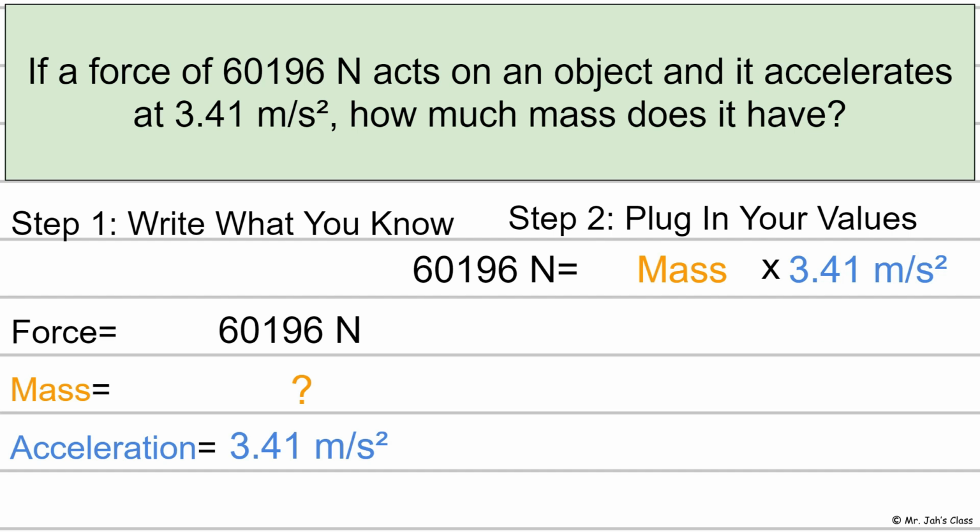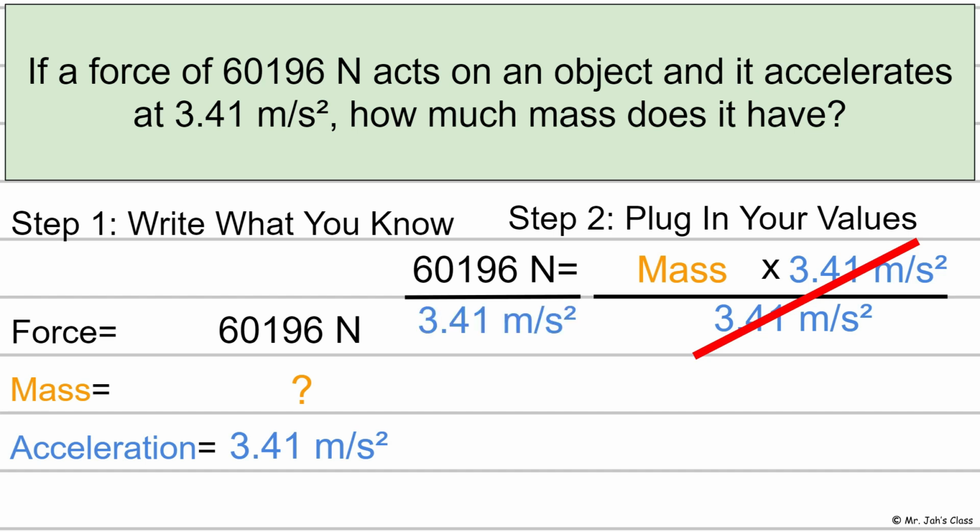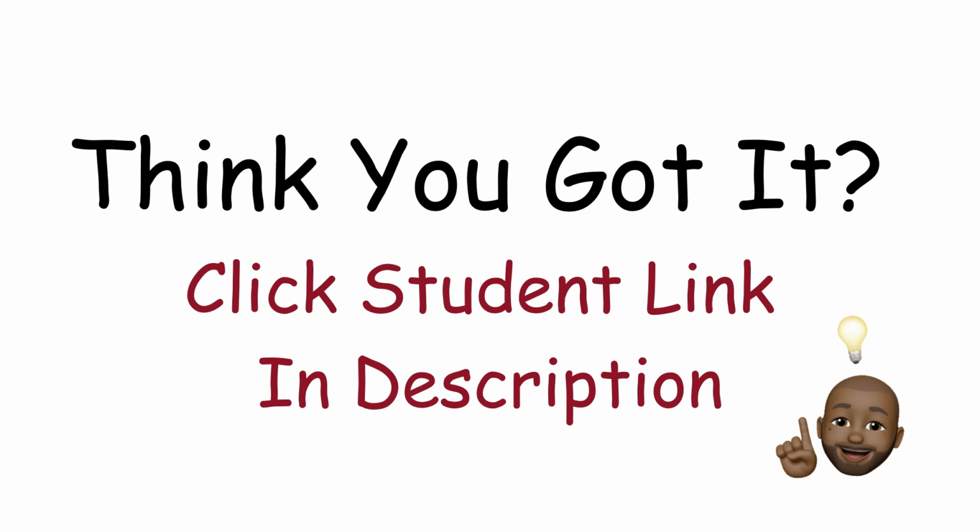Now, how do we solve for mass in this scenario? What we do is we have to think about what is happening to mass. Mass is being multiplied by the acceleration. So we have to divide because it is being multiplied. We do the opposite operation. So we divide, that cancels out. And then whatever we do to one side of the equation, we have to do to the other side. So therefore, mass is equal to 17,653 kilograms. And that is how you solve for mass.